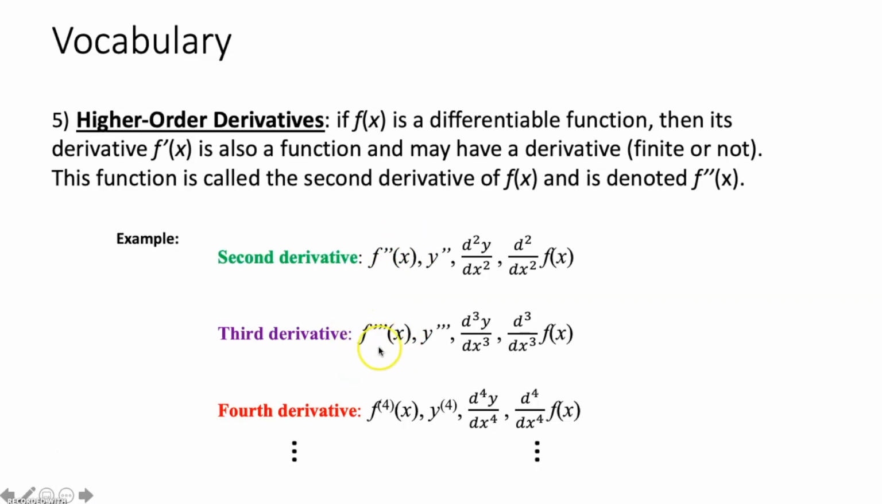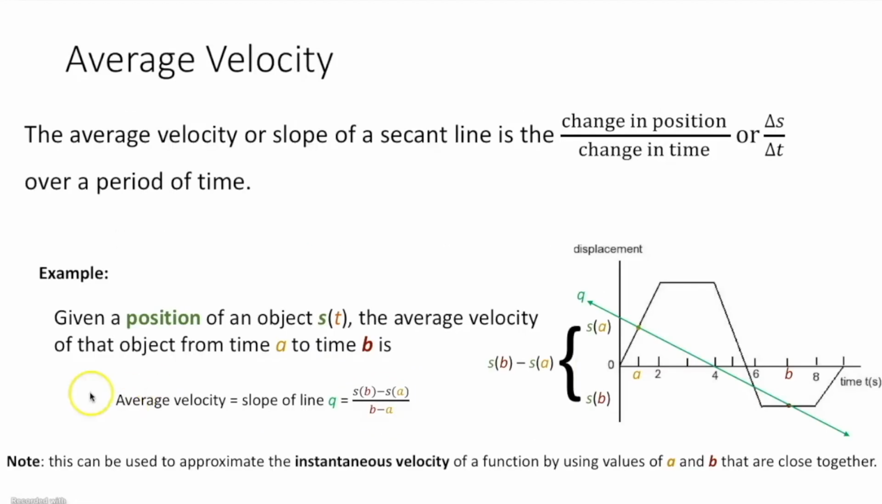And then you can take the derivative of that. And notice that for the fourth derivative, the primes go away, and you just write a number up here for what derivative you're taking. Now, the average velocity or slope of a secant line is the change in position over change in time, or delta s over delta t, over that period of time.